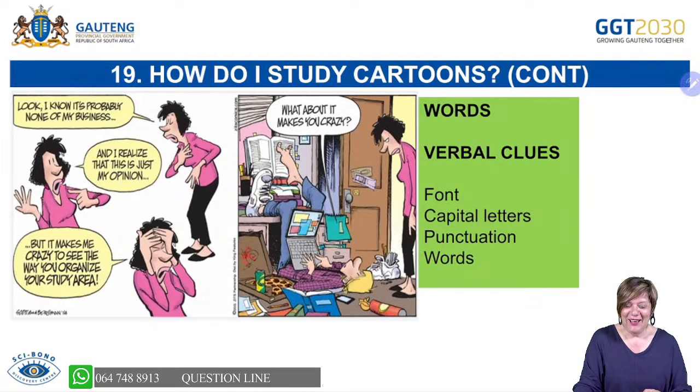Look at the picture of Mom when Jeremy says, "What about it makes you crazy?" Can you see? Shoulders are slumped, looking down. She knows she's not going to win this fight.